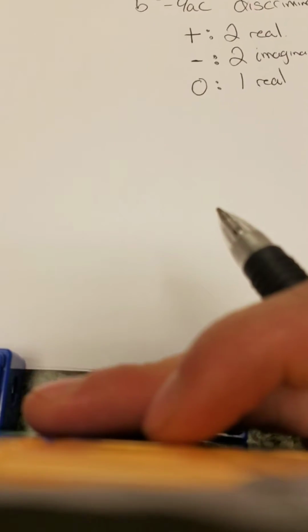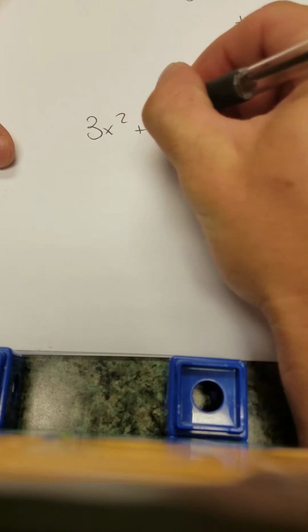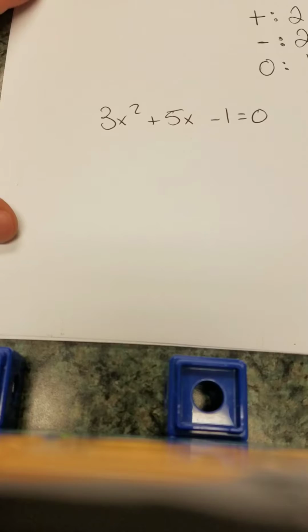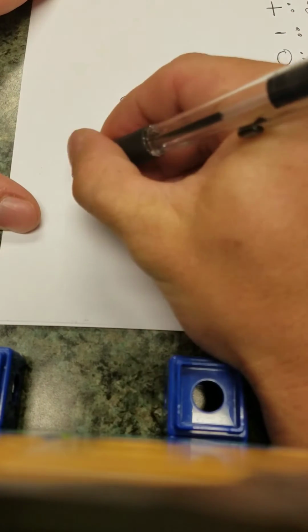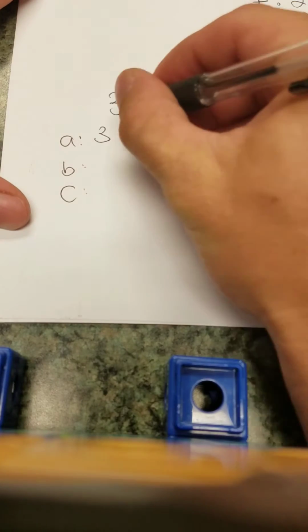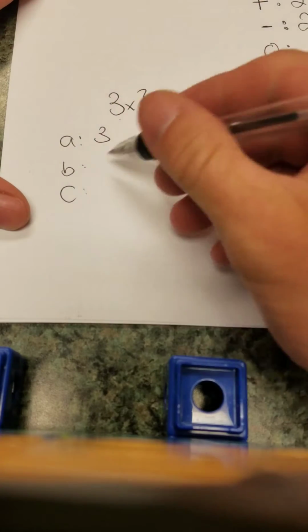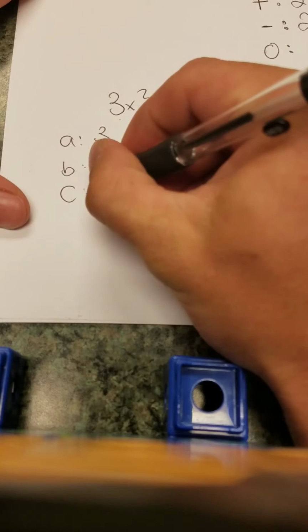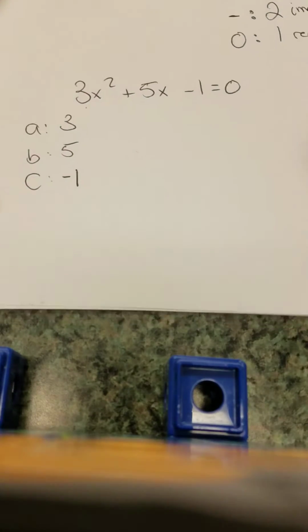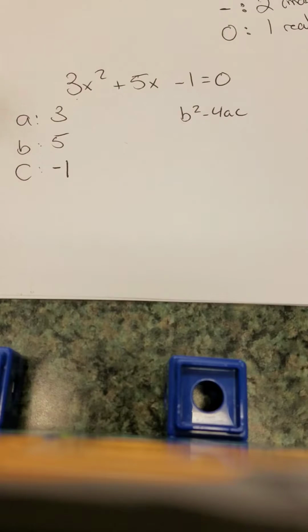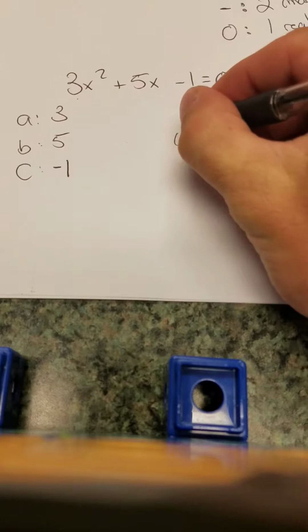So when I'm given an equation, okay, first of all, what I want you to do is identify a, b, and c. So a is going to be 3, the number in front of x squared. B is going to be the number in front of x, which is a positive 5. C is your constant term, which is negative 1. Okay, so we're going to do b squared minus 4ac first. Always do that little piece first. It makes your life easier in the end.